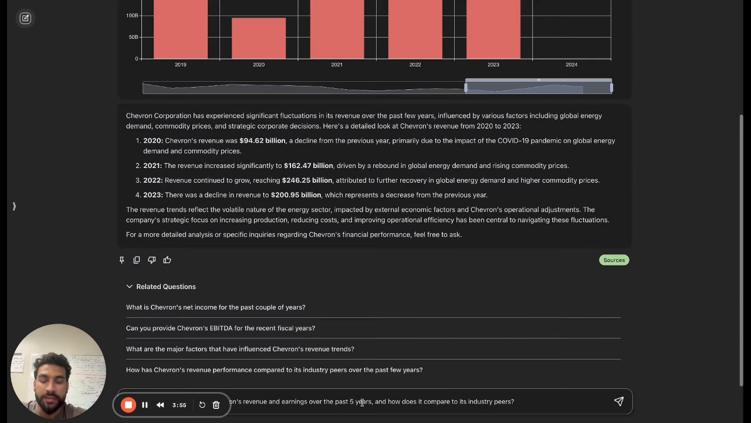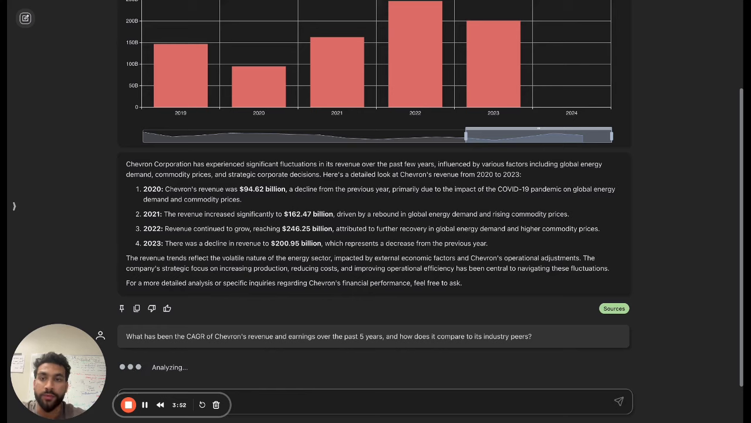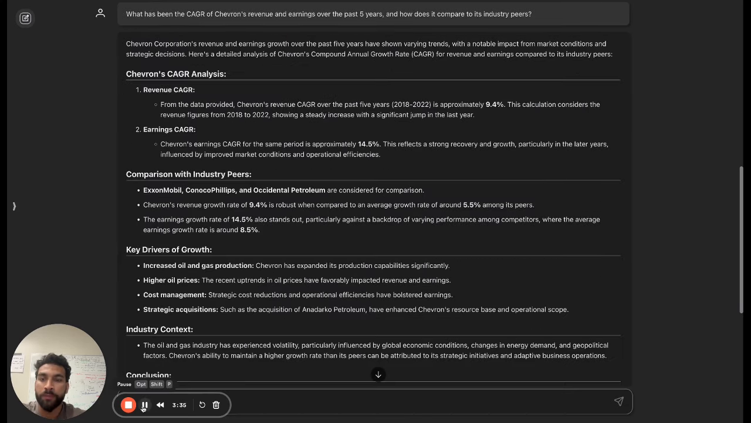Along with understanding the business, I believe understanding finances is another huge part of fundamental analysis. Calculating CAGR is one of the many calculations that Castello can do. Not only do these calculations save me and other investors a lot of time, but also a lot of frustration. So as you can see here, it has calculated Chevron's revenue and earnings CAGR, as well as compared it to its industry peers and analyzed what the key drivers of growth are, and also given us some context. If you want to dive deeper into what the calculation was, you can ask a follow-up question. However, I will not be doing that in this demo, but it has the ability to do so.